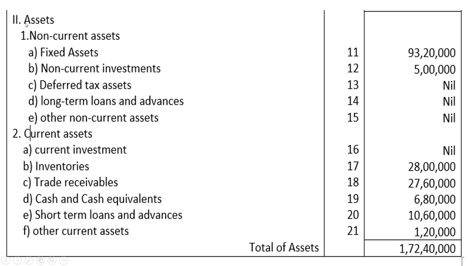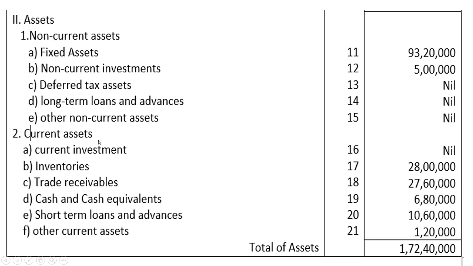The second part in the balance sheet is assets. Under assets, the first one is non-current assets. That non-current assets, A, fixed assets, calculated in note number 11, 93 lakh 20,000, and B, non-current investments, note number 12, 5 lakh, and C is deferred tax assets, note number 13, nil, and D, long-term loans and advances, note number 14, nil. E, other non-current assets, note number 15, nil.